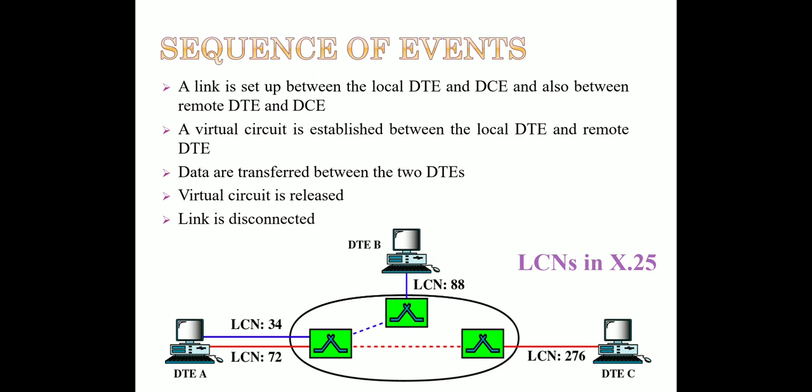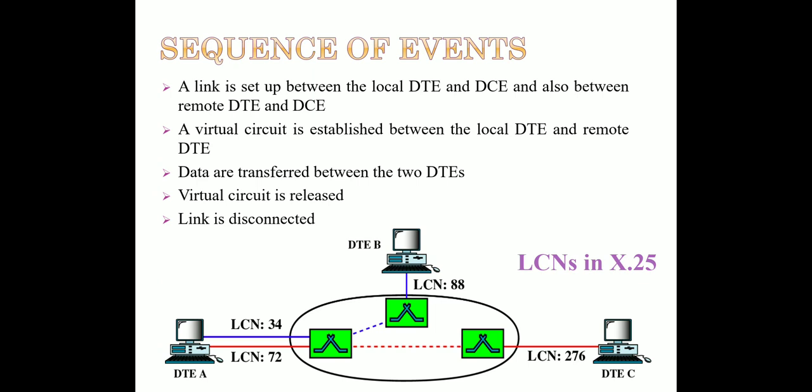Thirdly, once the link is established, we start sending the data. And once the data transfer takes place, the virtual circuit is released because we don't require the virtual circuit anymore. And then the last step is the link is disconnected.